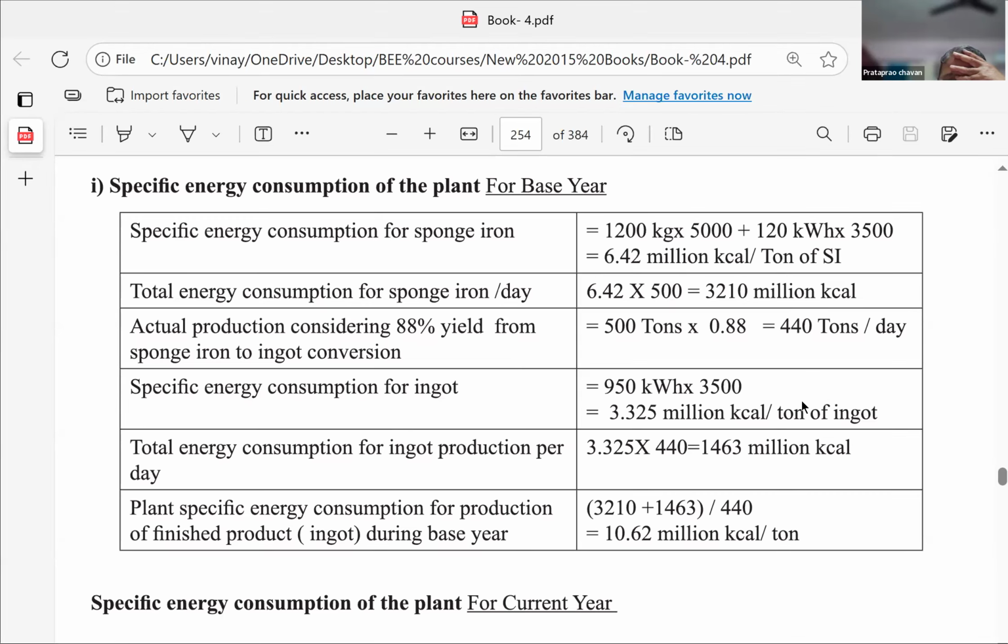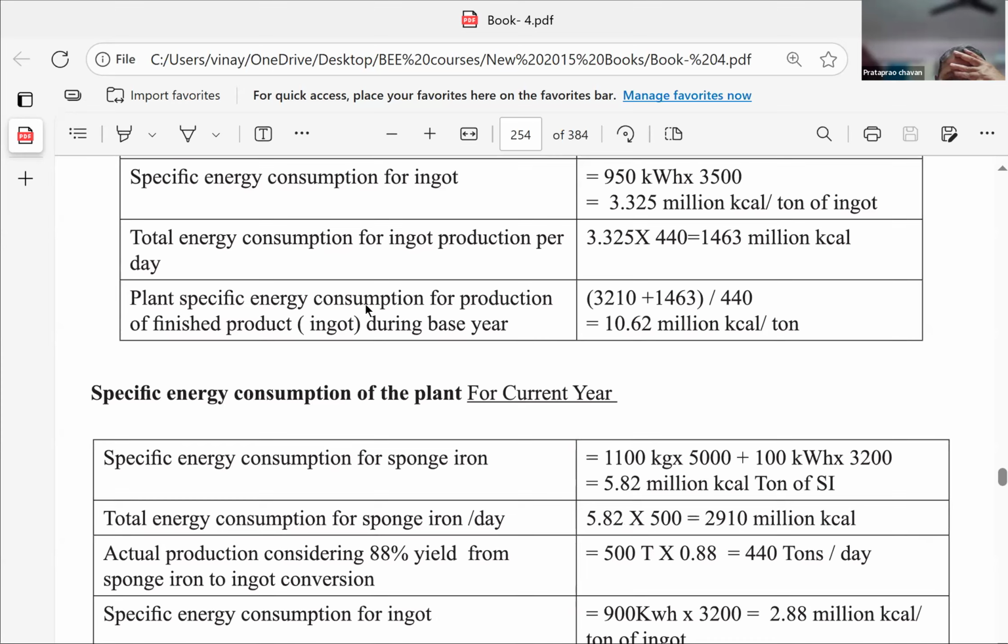And these 440 tons he has used here. Plant specific energy consumption for production of finished product is the 440. So many million kilocalories divided by the final 440 gives you an average million kilocalories per ton of finished product. 10.62. Plant specific consumption for production of finished product.